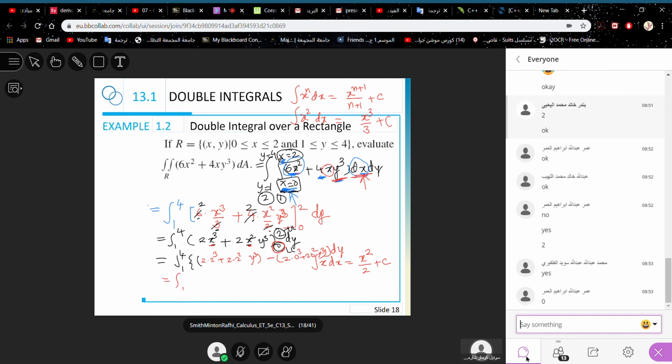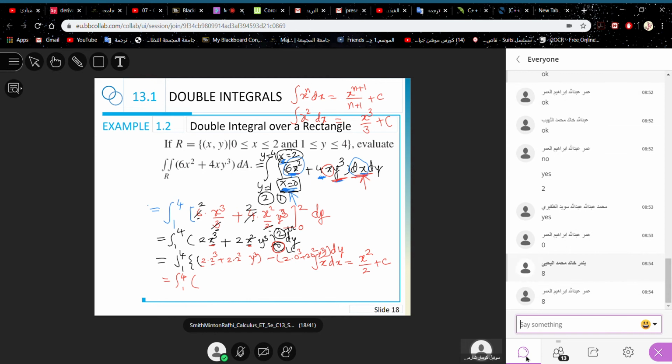So this is 1 to 4. 2 into 2 cube, how much? What is the value of 2 cube, 2 to the power 3? How much is it?